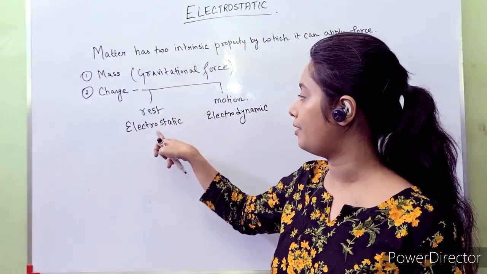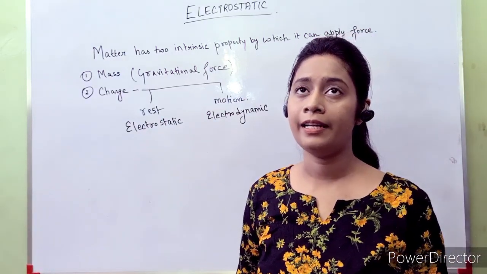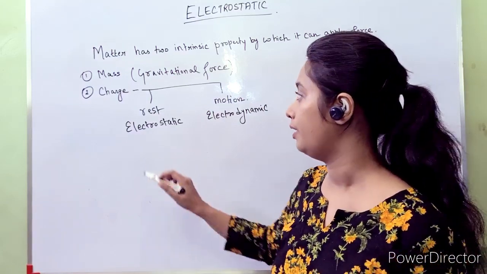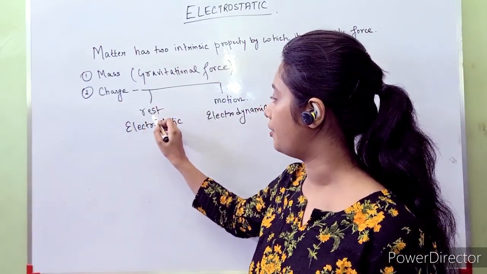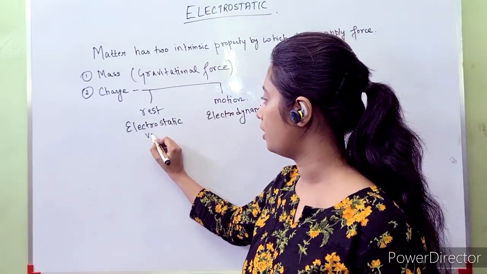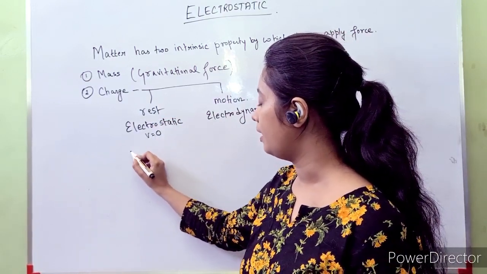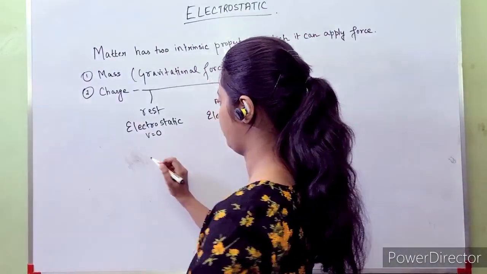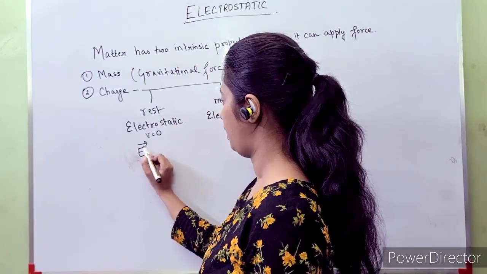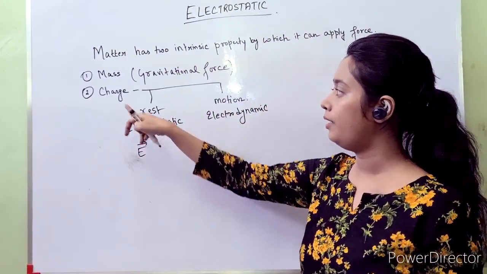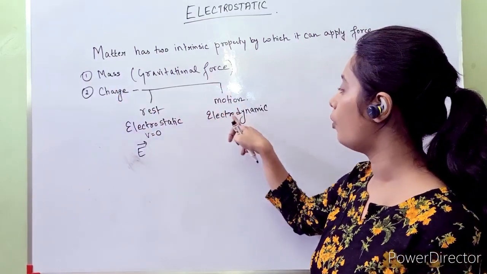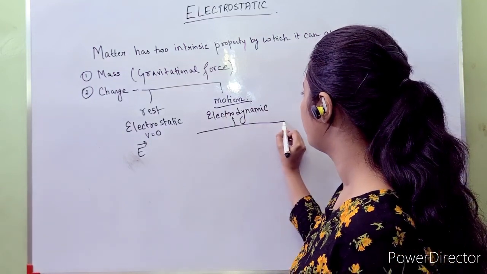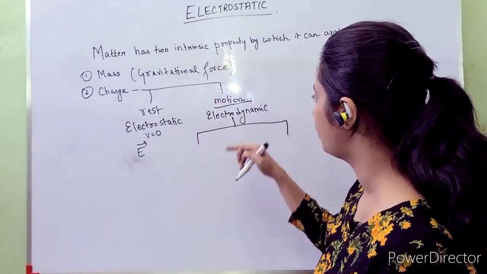When the charge is at rest, it gains certain ability or strength to produce electric field. That means when the charge is at rest, that means velocity is 0, then it can produce electric field. When the same charge is in motion, this motion can be further divided into two categories.